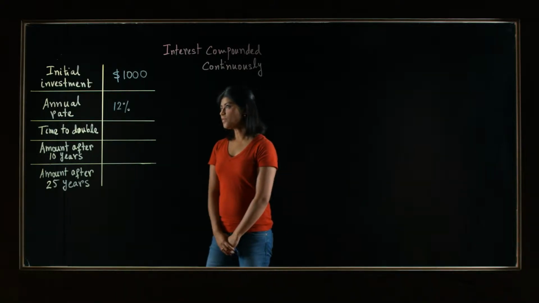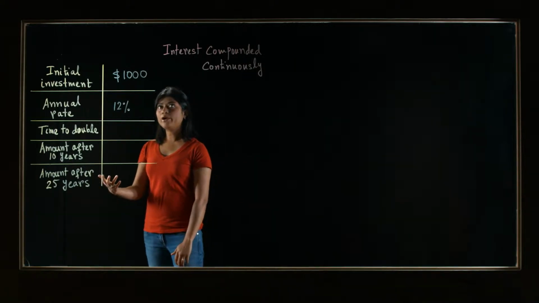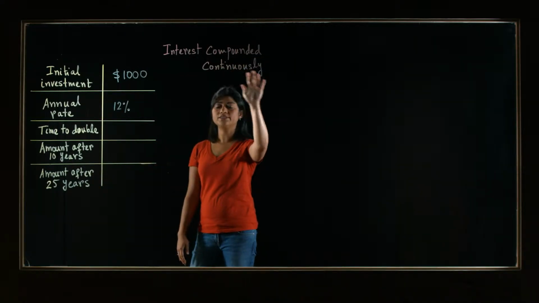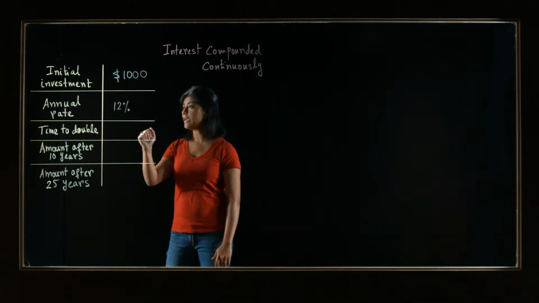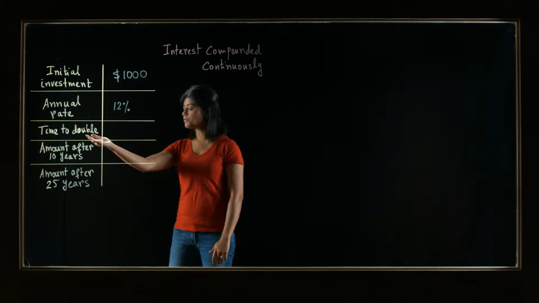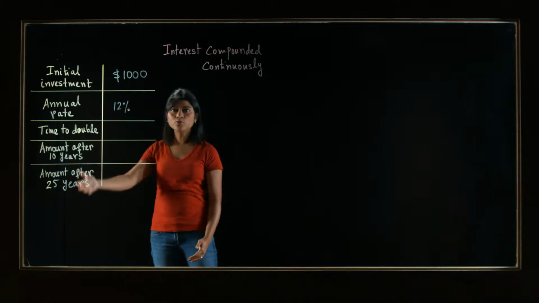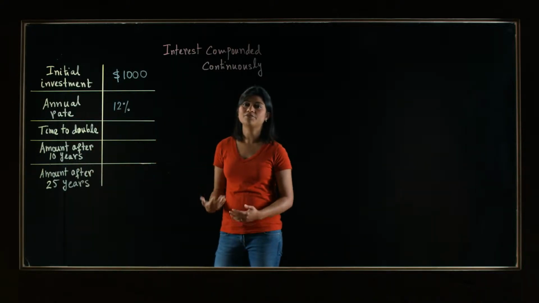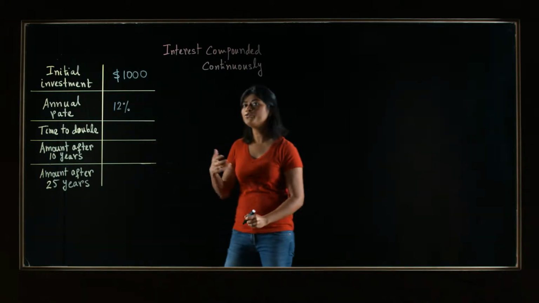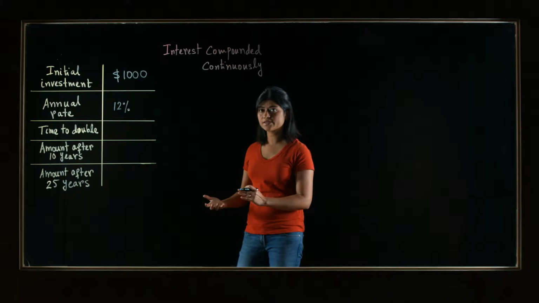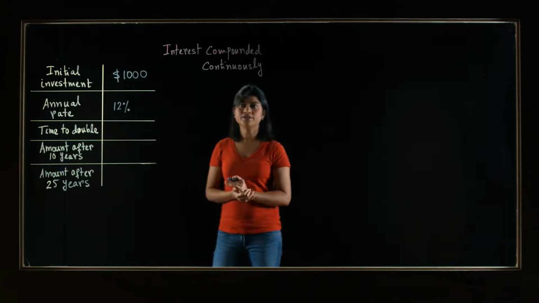In this problem, we have to complete this table, and it's for an account where the interest is compounded continuously. So notice that we have the initial investment and the annual rate is given, and we have to figure out how much time it will take to double that amount, and then what the balance will be after 10 years and after 25 years. So recall first, how do we compute the balance when you're investing a certain amount of money and the rate is compounded continuously?